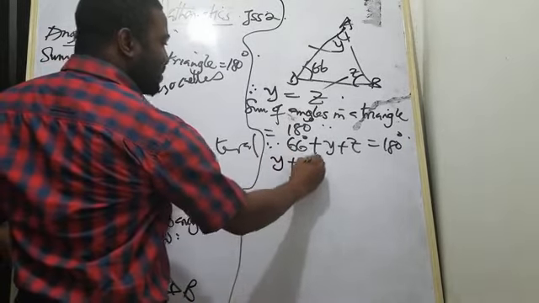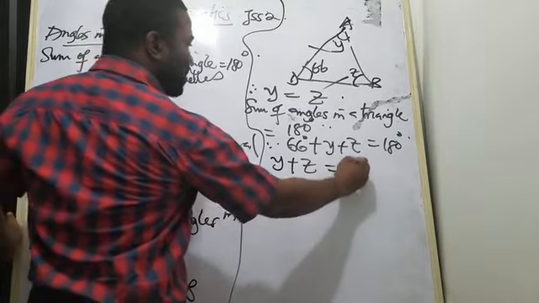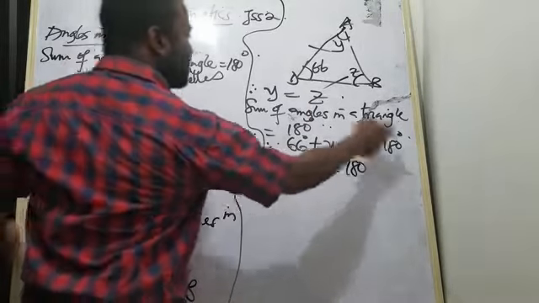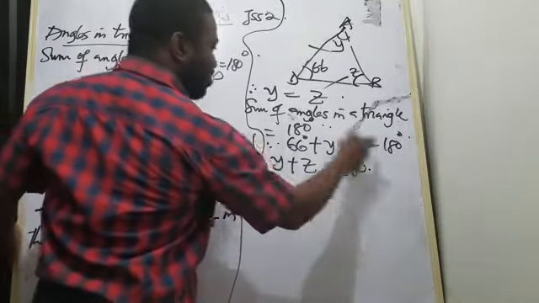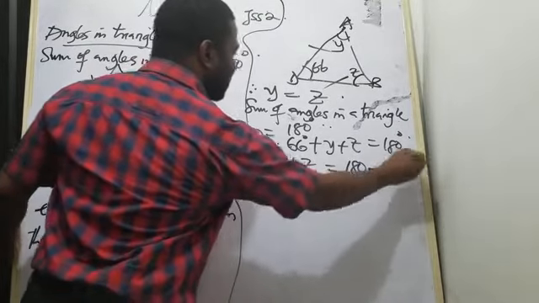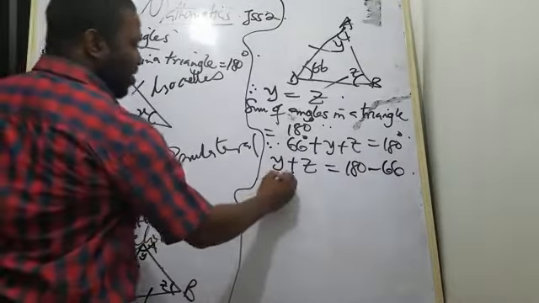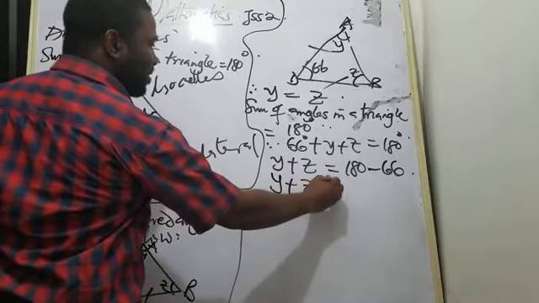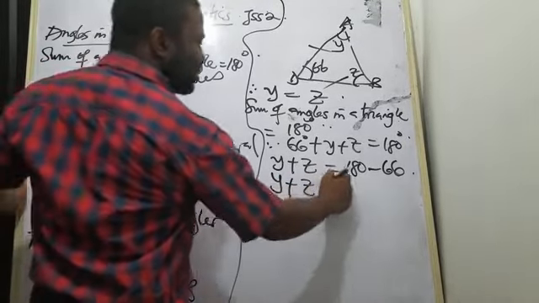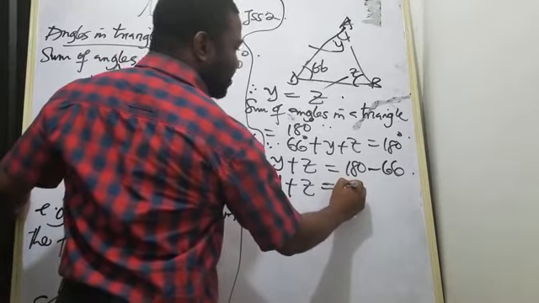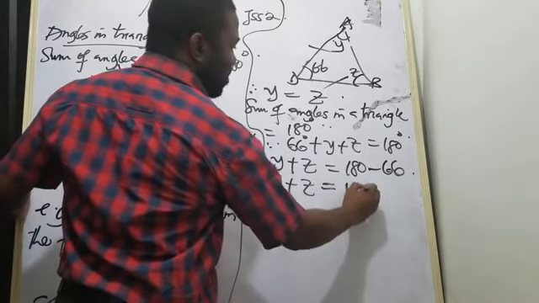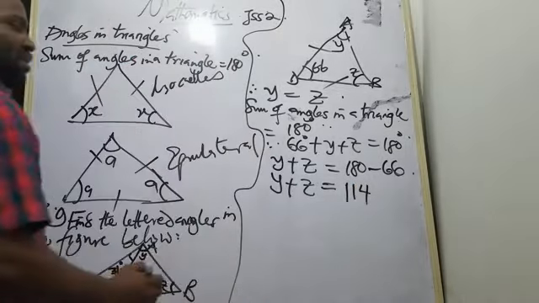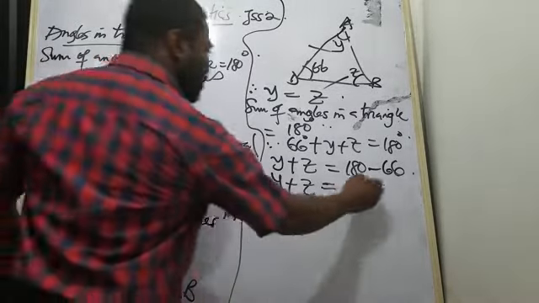66 plus y plus z is equal to 180. Bring this to this side. You collect like terms, Abi? It's positive. When it comes here, it becomes negative 66. Okay? So therefore you have y plus z must give you what? 180 minus 66 will give you what? 114. Okay? To give you 114 degrees.